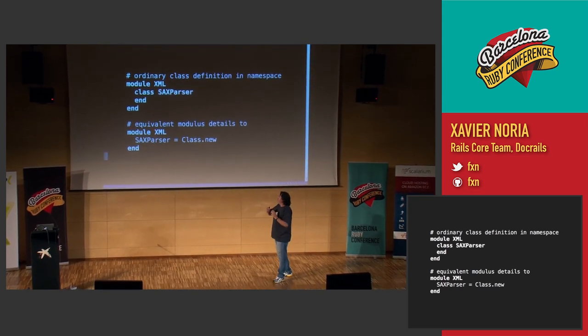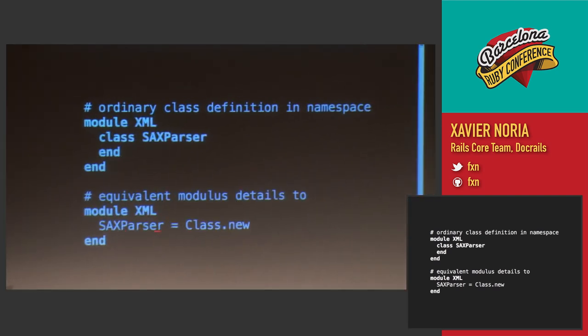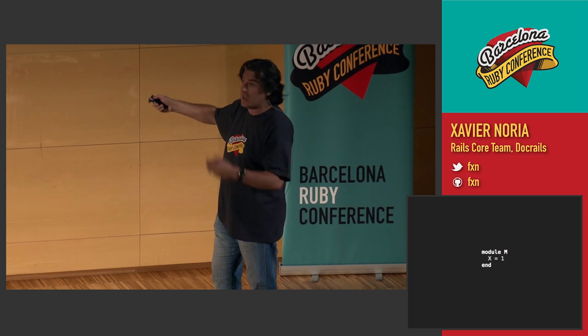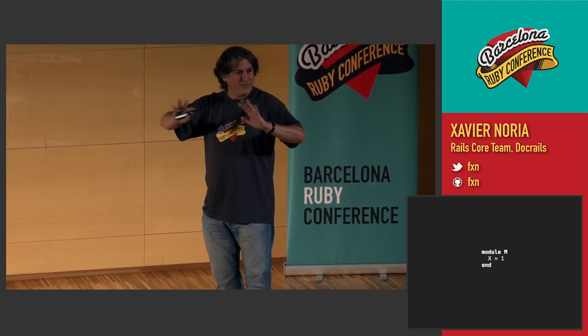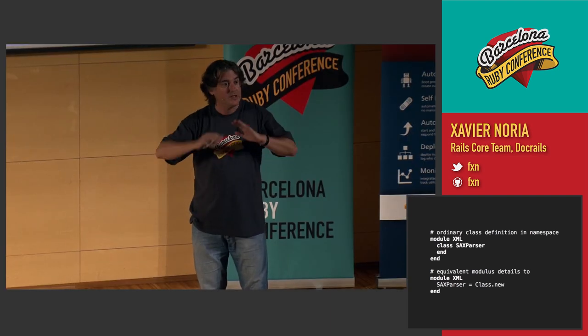Let's say it again. This thing is a constant assignment. So we have module XML, class SAXParser. This thing is a constant assignment. And this is equivalent to doing this: Class.new assigned to SAXParser. You see, it looks the same as this thing. Apparently they are kind of different things, but they are not. So this thing, written this way, is equivalent to this other thing. What's this doing? The same thing this is doing. It's storing a SAXParser constant in the constant table of the object that is stored in the XML constant. So if we spell out everything that's happening here, that's the whole story.